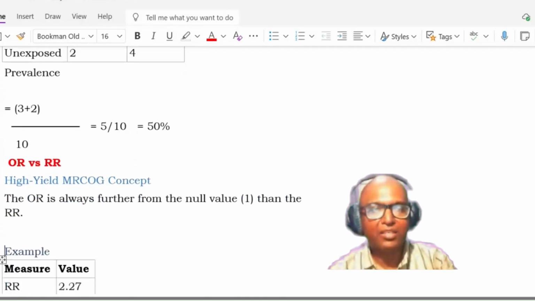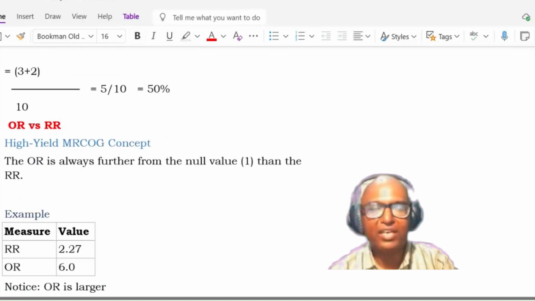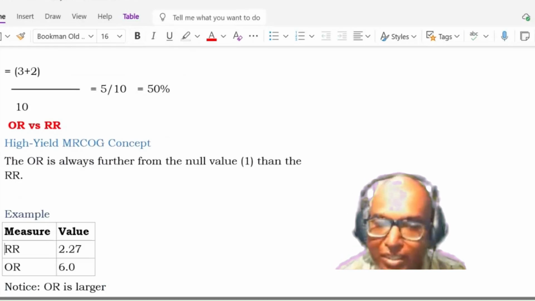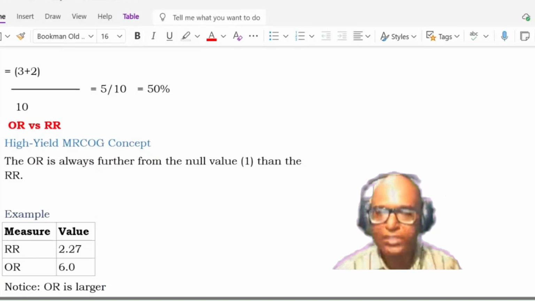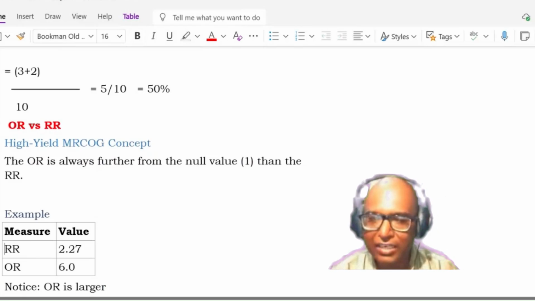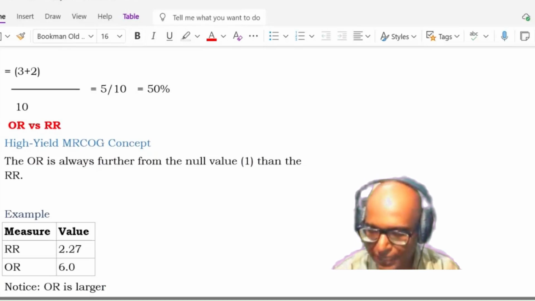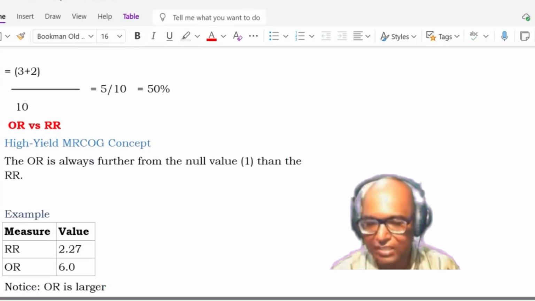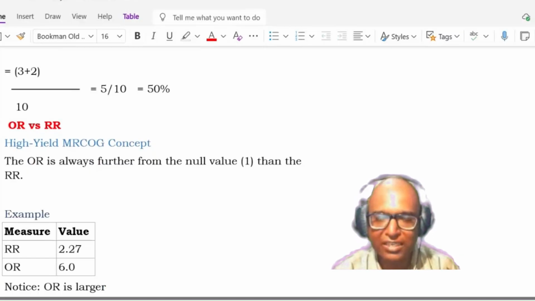Now we will see the odds ratio versus relative risk. Relative risk is calculated in the cohort study. Odds, when we talk about odds, is typical of case control, not of cross-sectional. But it can be calculated. So if odds ratio is asked, then please select case control. But here just understand the conceptual difference between the odds ratio and the relative risk. The odds ratio is always further from the null value than the relative risk.